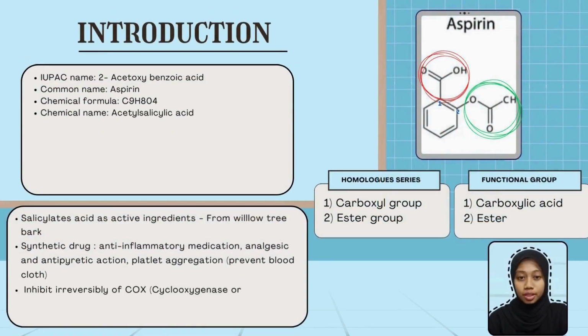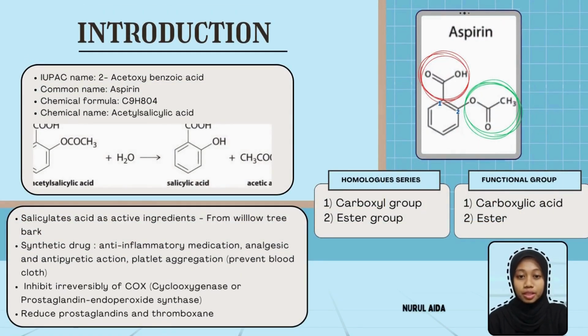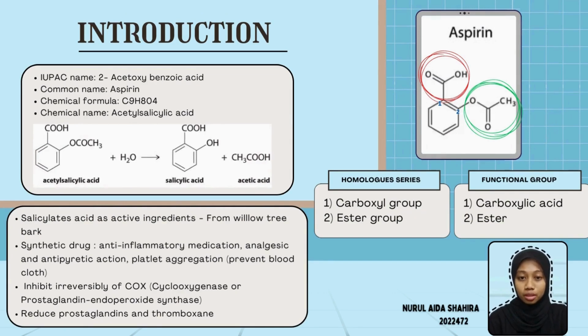As for the introduction, we're going to look at the general information about the chemical compound we have chosen, which is aspirin. If we go through the structure that I have shown here, aspirin consists of a total of 9 carbon, 8 hydrogen, as well as 4 oxygen. So the chemical formula is written as C9H8O4. Basically, aspirin is just a common name given to it.